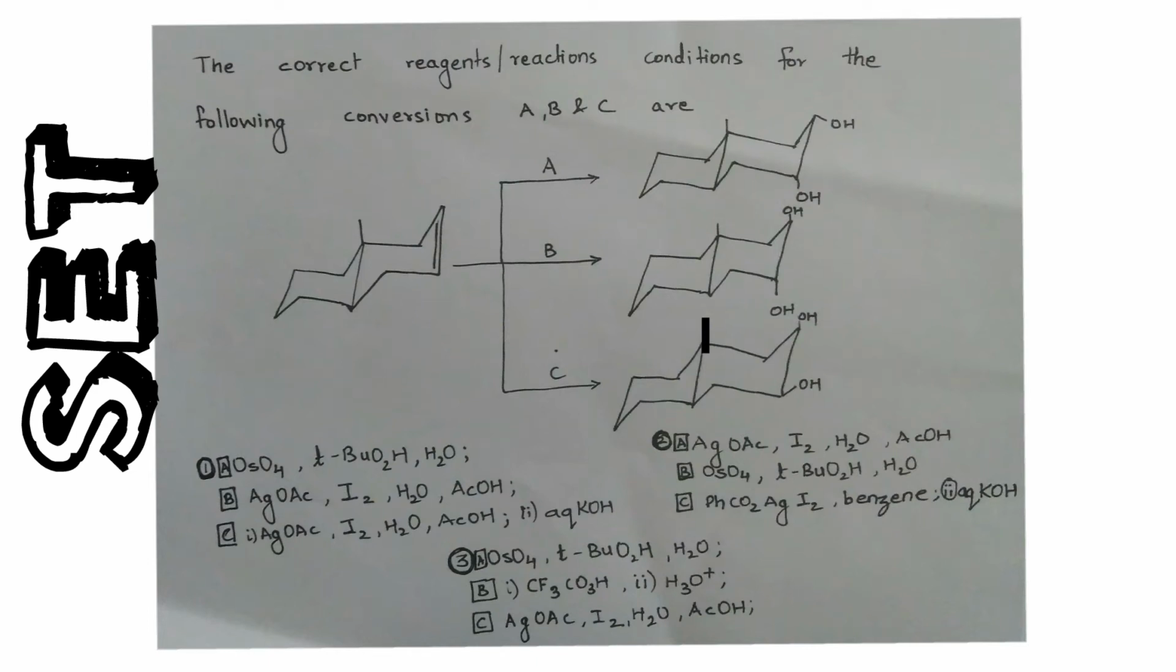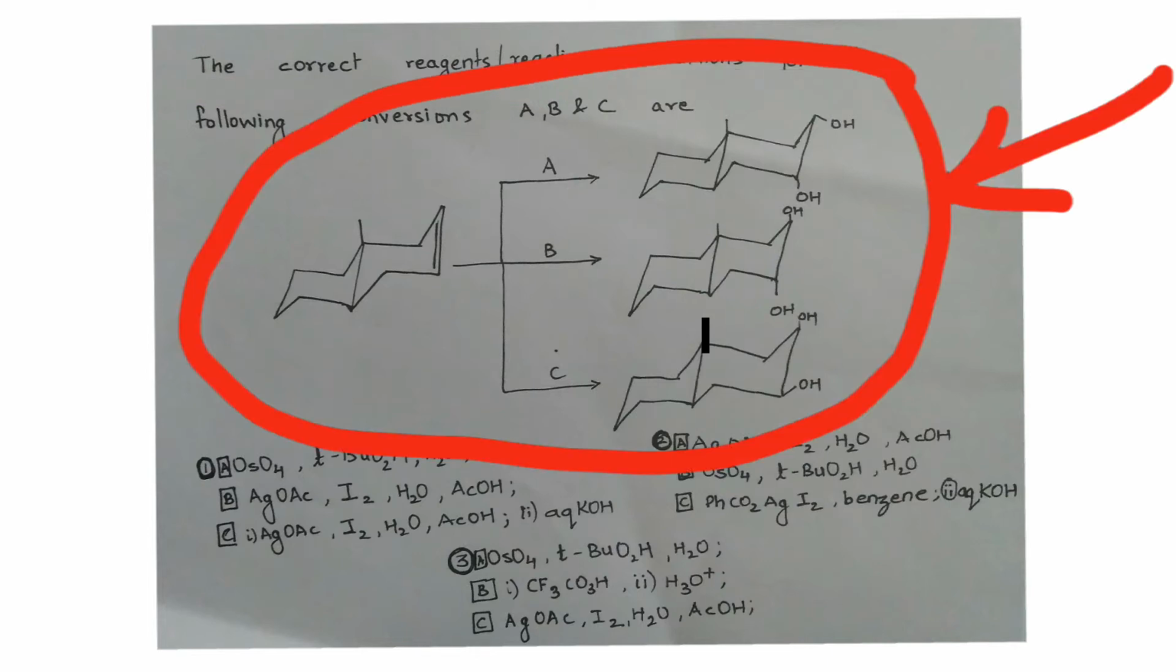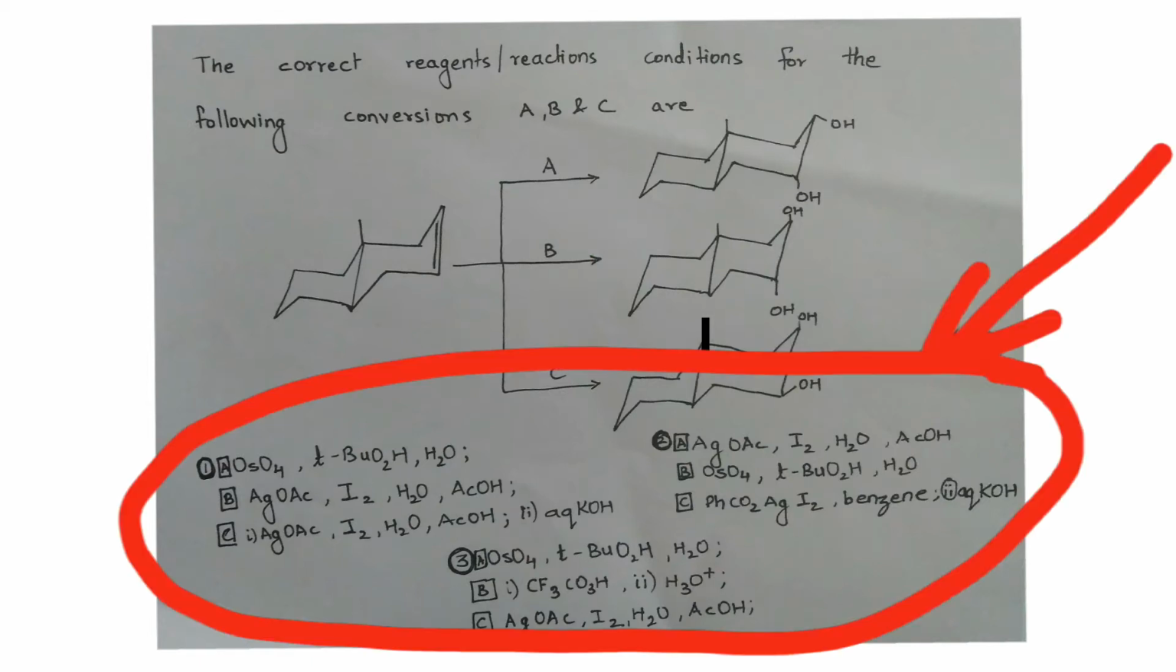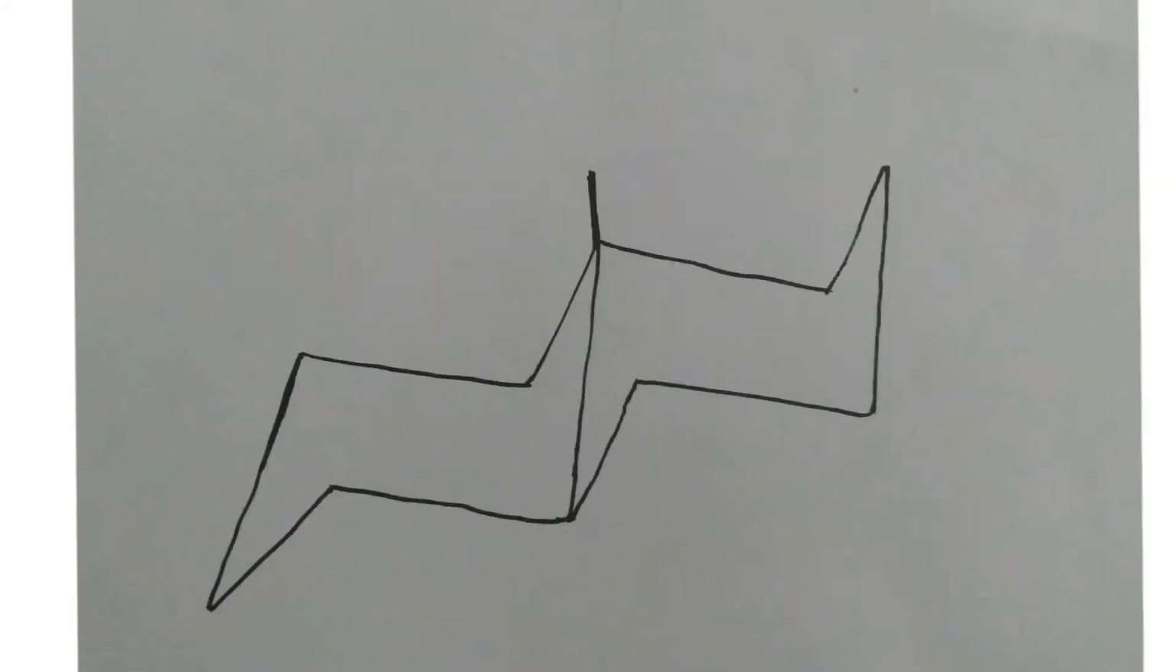Hello friends, in this video we will solve this question. It is a set exam question. The correct reagents or reaction conditions for the following conversions A, B and C are. These are the options. Before starting, I would like to talk about the stereochemistry of trans-decalin.